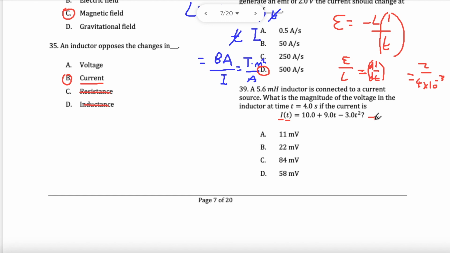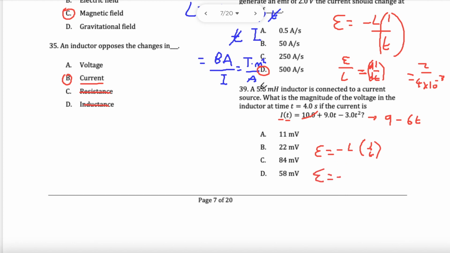I must take the derivative for that reason. Taking the derivative of this is actually really straightforward. That will become nothing. That just becomes 9. The t will disappear. That becomes 3 times 2, that becomes minus 6t. The 2 will disappear after that. I will now substitute that t into the formula. What I can do is figure this out by doing the EMF equals negative L, and my derivative that I've just found, di over dt.